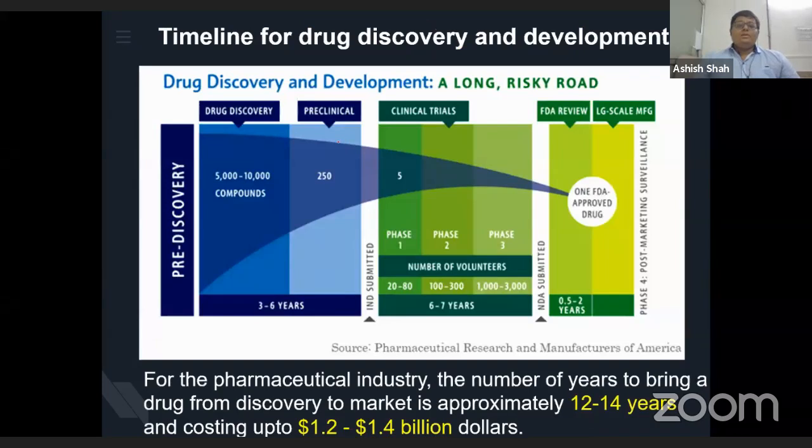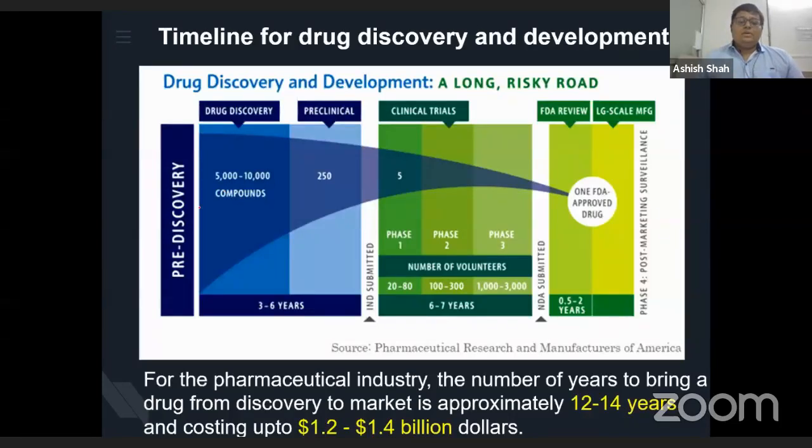Now, what is the timeline? Here you can understand the timeline required for the drug discovery process. Remember, drug discovery is like finding a needle in a haystack. It is not an impossible task, but it is a tough task, and it is a very long journey to develop one drug towards the market.